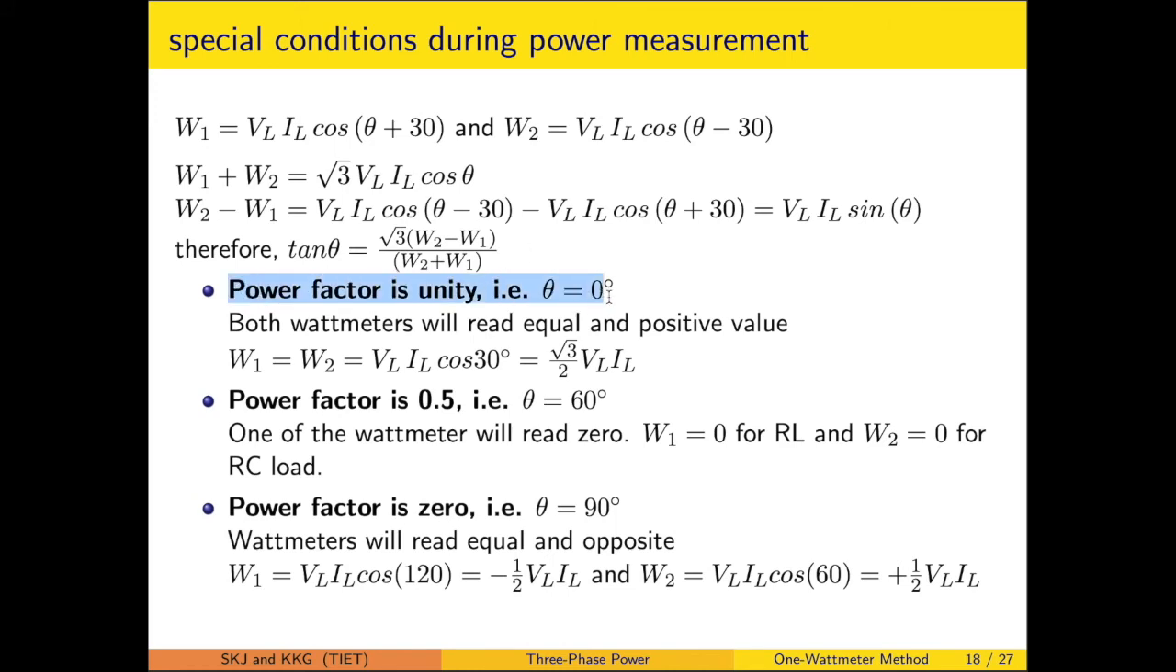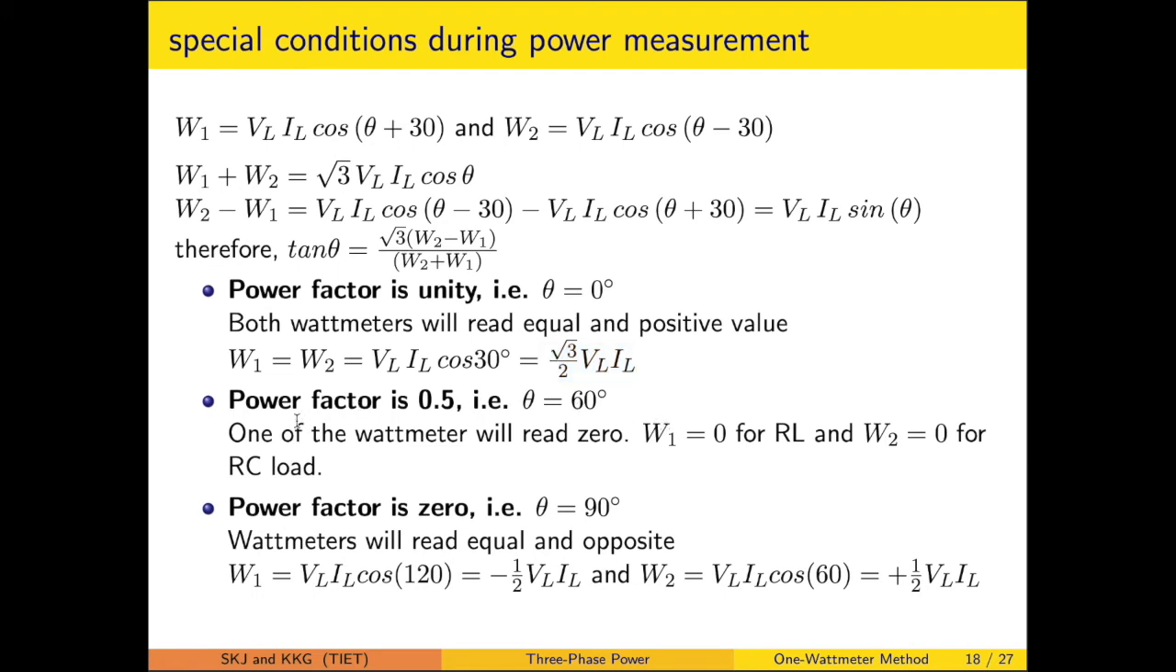The power factor is unity. Unity power factor means theta is equal to 0 degrees. When you substitute theta is equal to 0 degrees, both the measurements will be of equal value and positive. Cosine of theta is substituted, giving root 3 by 2. So basically each of the meters will be measuring half of the power.